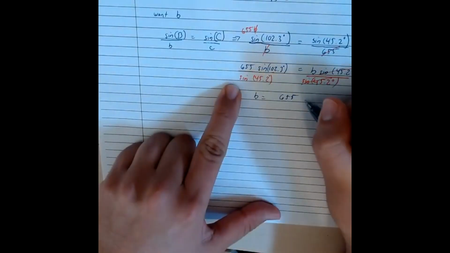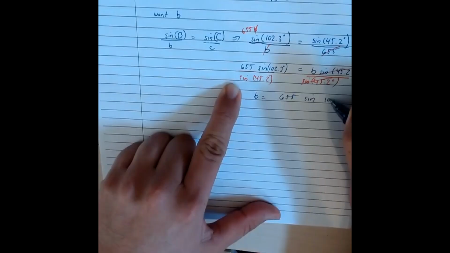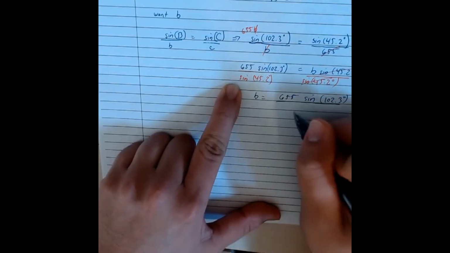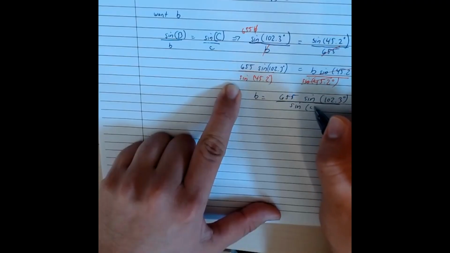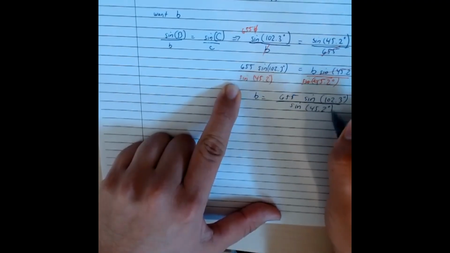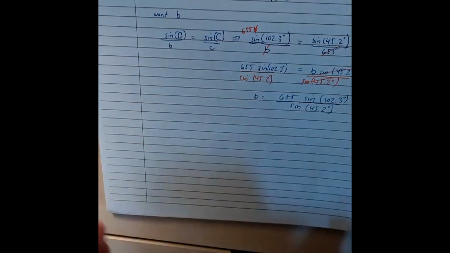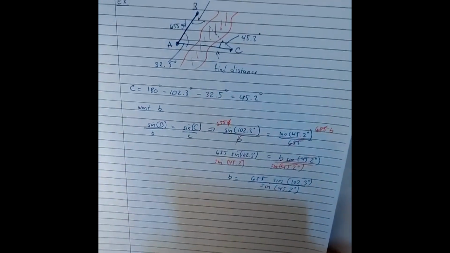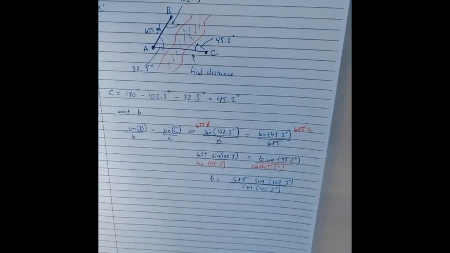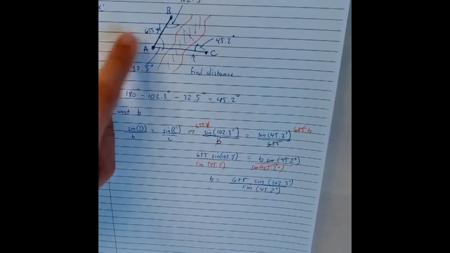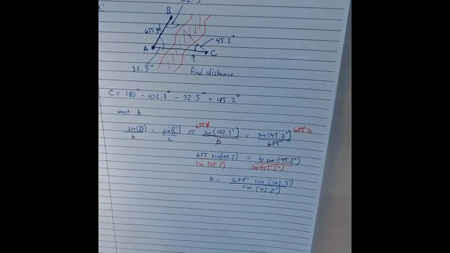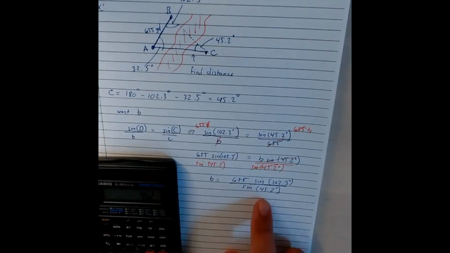times the sine of 102.3 degrees divided by the sine of 45.2 degrees. Just like that. And while that is a precise value, we're not looking for the exact value, right? Because here what we're looking for is the distance across, and our level of precision is to the nearest yard for distance. So here we're going to go ahead and find an approximation.